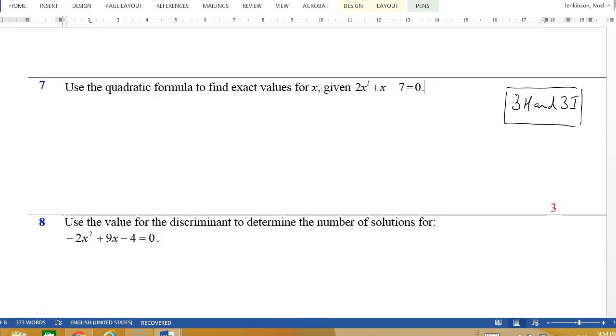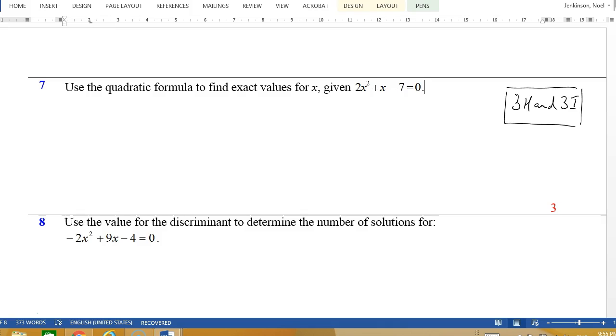Part 3 of the Maths Methods quadratic test solutions revolves around the use of the quadratic formula and also the discriminant to determine the number of solutions to a quadratic equation. This is work from 3H and 3I in the chapter.